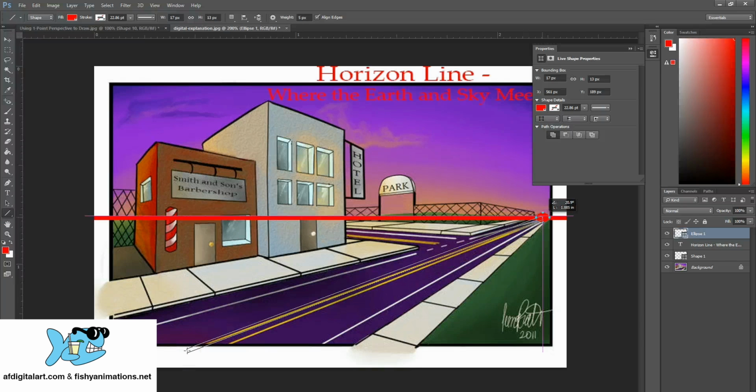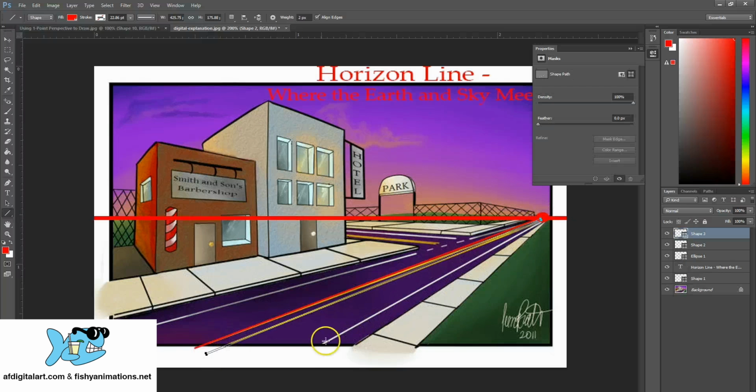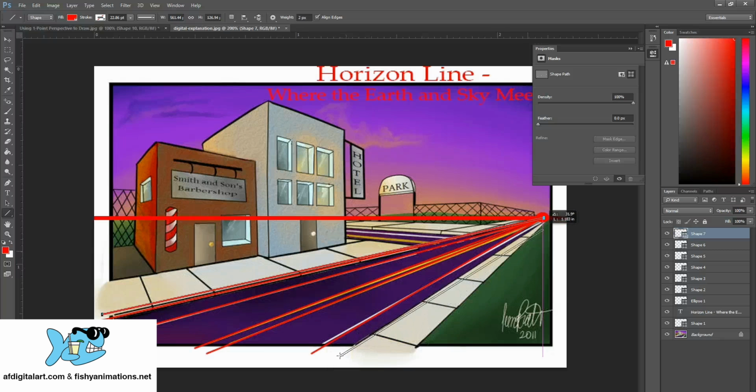Let's start with the middle lines of this road. Take the width down a little bit. These lines converge on the vanishing point. The outside lines of the highway converge on the vanishing point. The base of this sidewalk converges on the vanishing point. The top edge of this sidewalk converges on the vanishing point. The sidewalk over here, both angles converge on the vanishing point. The bottom of this building converges on the vanishing point.